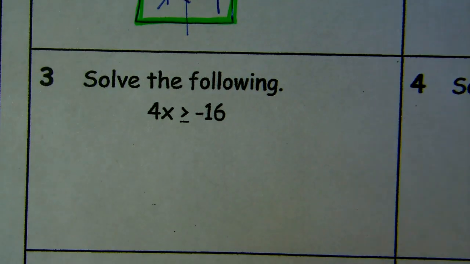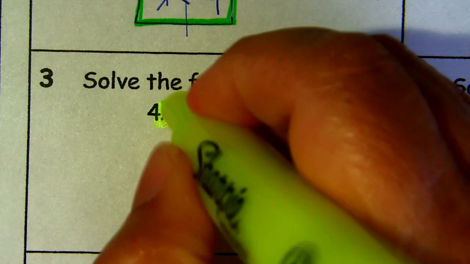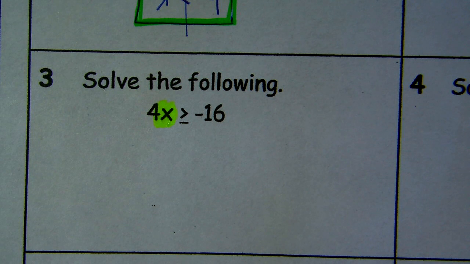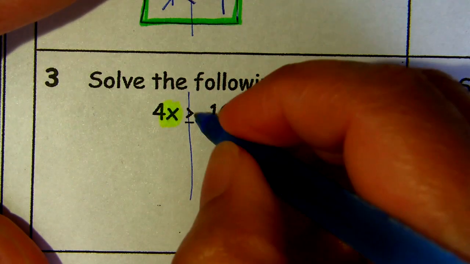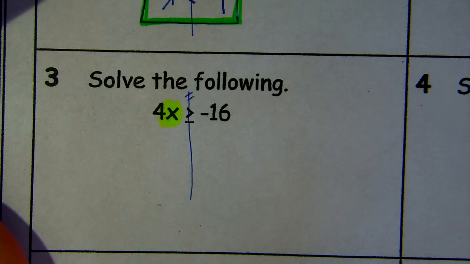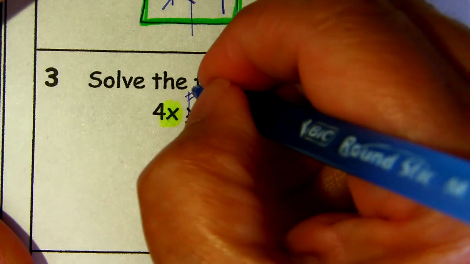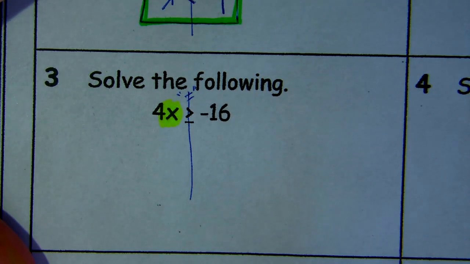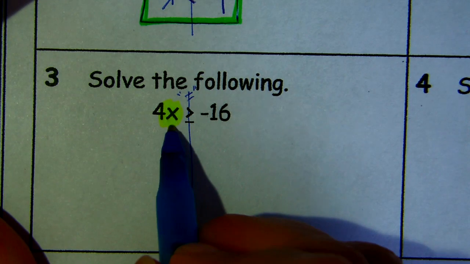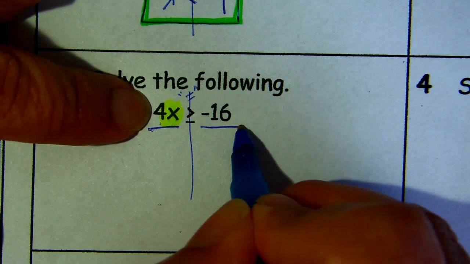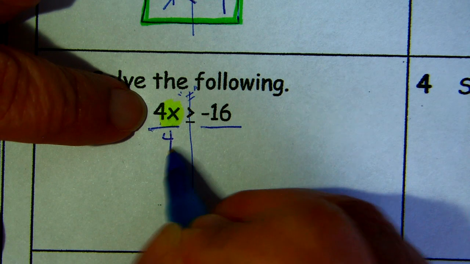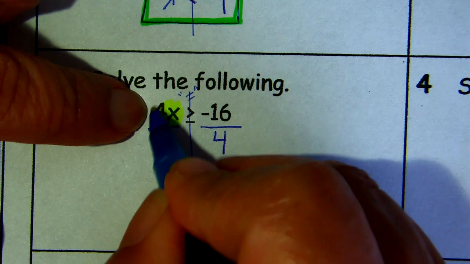Let's do number 3. Solve for the following. Here we have an x, and now we have the greater than or equal to. So again, let's pretend this is like an equal sign only for a moment, in quotes. So how do we solve for x? How do we get rid of 4? Divide by 4. This becomes a 1.